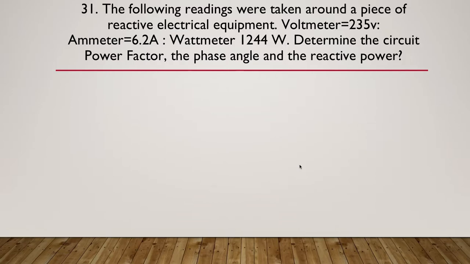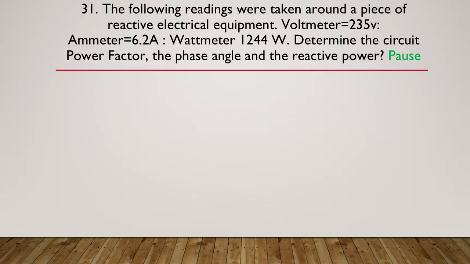So question 31 now. The following readings were taken around a piece of reactive electrical equipment. The voltmeter read 235 volts, the ammeter 6.2 amps, and a wattmeter 1244 watts. So determine the circuit's power factor, the phase angle, and the reactive power. So pause here while you select your formulas, think that through and do the calcs for three things.